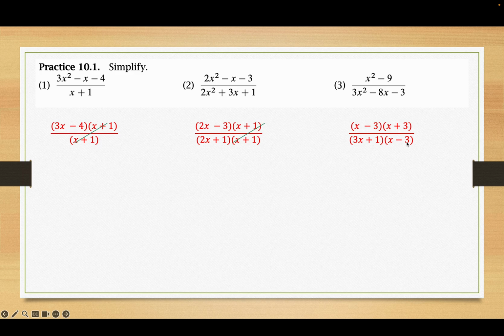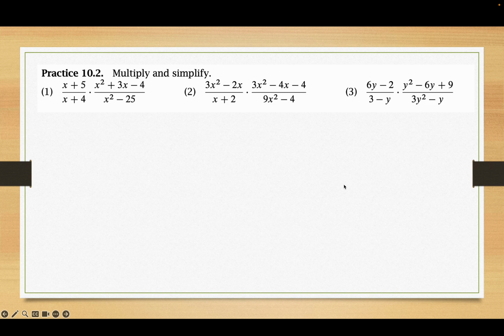Again, this is why it's so important to have these factoring skills. Oh, look, I've got x minus 3 over x minus 3. Cancel. That leaves me with the final answer of x plus 3 over 3x plus 1. Can you cancel this 3 up here with the 3 in front of the x? No. Mathematical matrimony. We cannot do that.